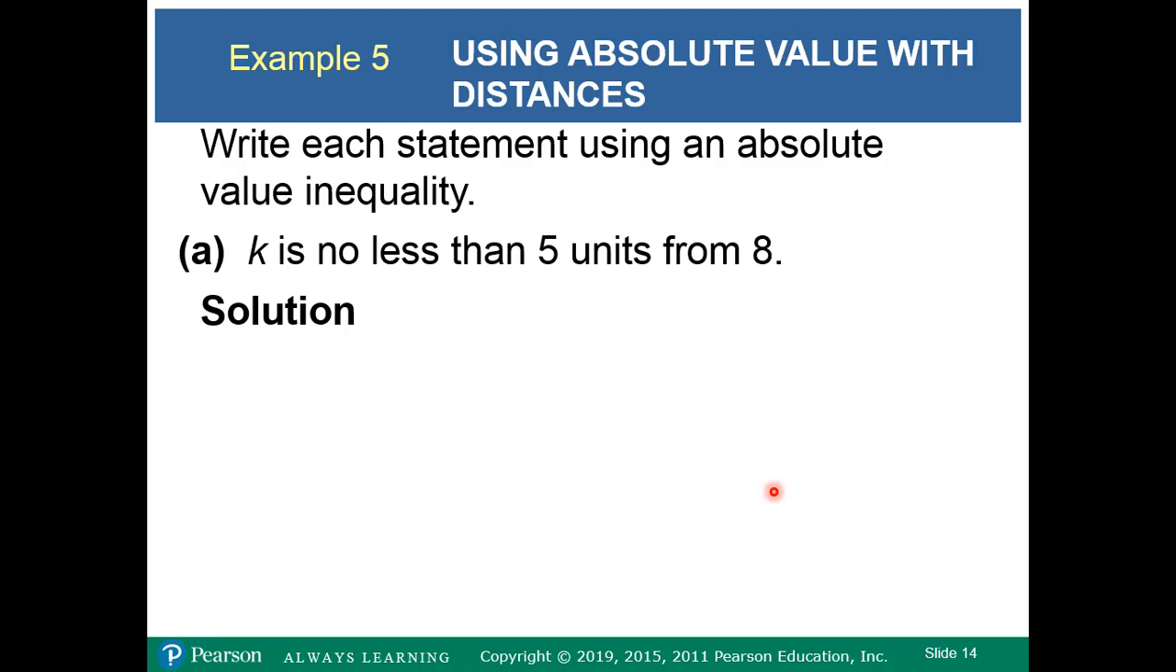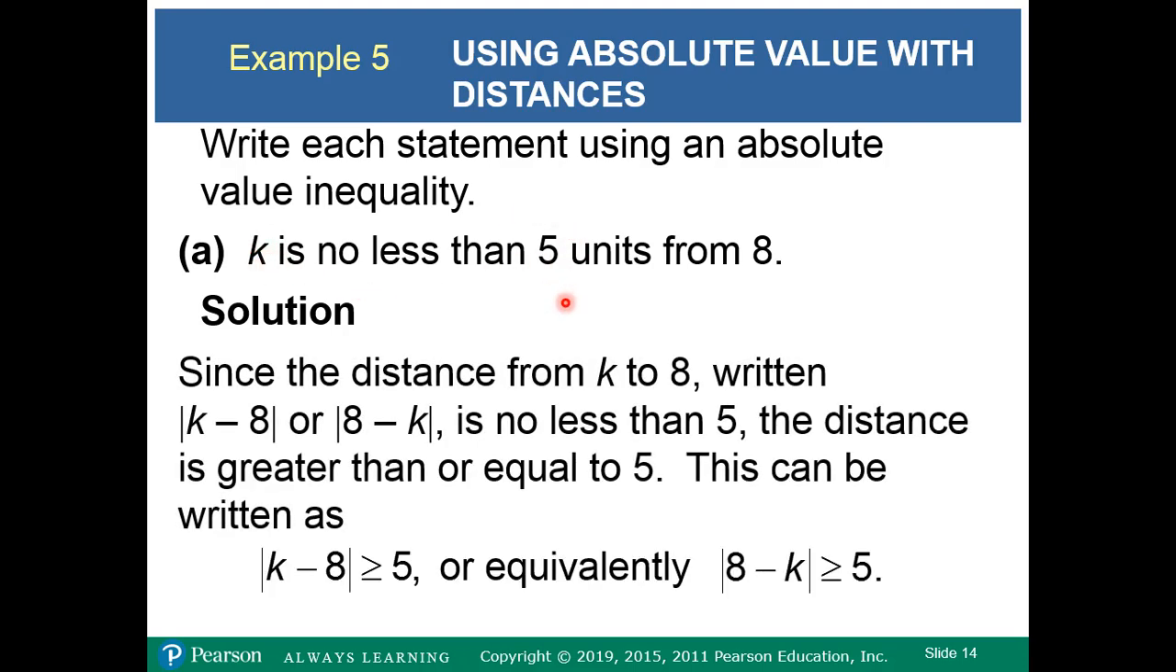So now in this case, we're going to write each statement using an absolute value inequality. So let's say we say k is no less than 5 units from 8. So k is no less than 5 units from 8. So that means it's going to be 5 or more units from the number 8. So k is 5 or more units from the number 8.